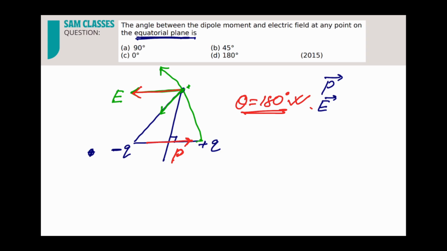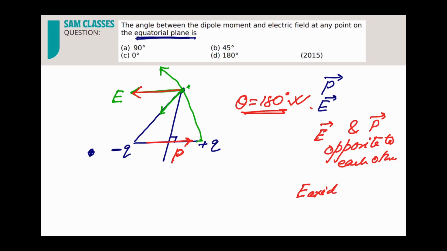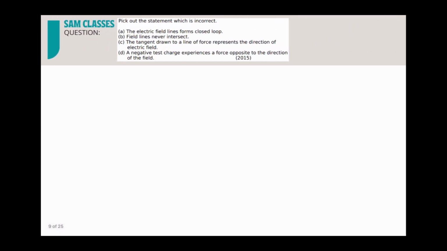From the equatorial plane and from the dipole part, two questions are pretty common in KCET. One is the angle between E and P. E and P are opposite to each other. The other is the relation between E axial and E equatorial. So these two things are very much important along with the formula. So do work it out, do understand. If any doubt, put it in the comment section.